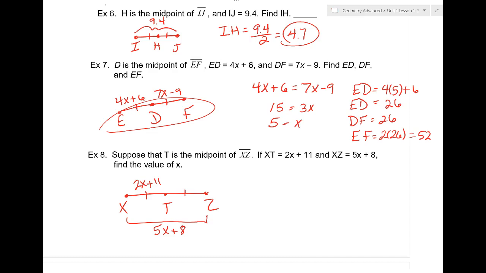But I do have the whole. I have 5x plus 8. What do we think? What do you think? Peter? Do the 2 segments added together equal the whole? All right, so you're saying I got to use XT plus TZ is equal to XZ. Okay, I know what XT is. Do I know what TZ is? Yes. It's the same thing.